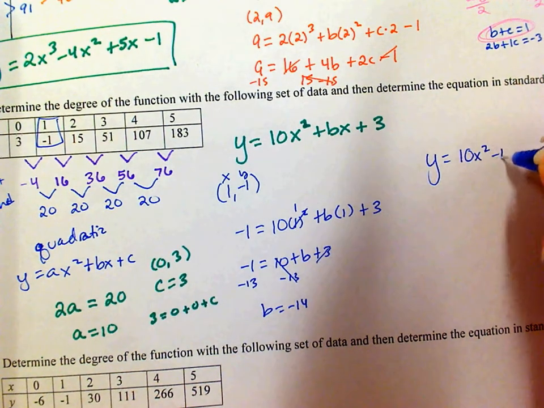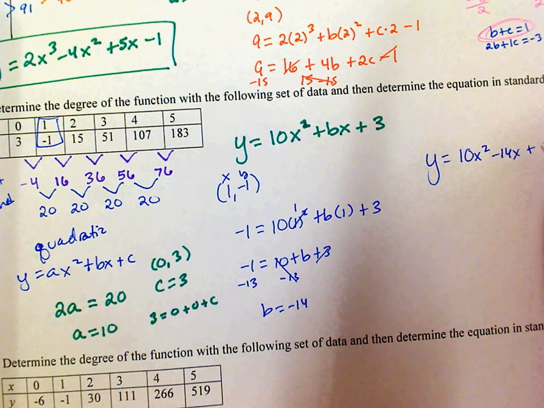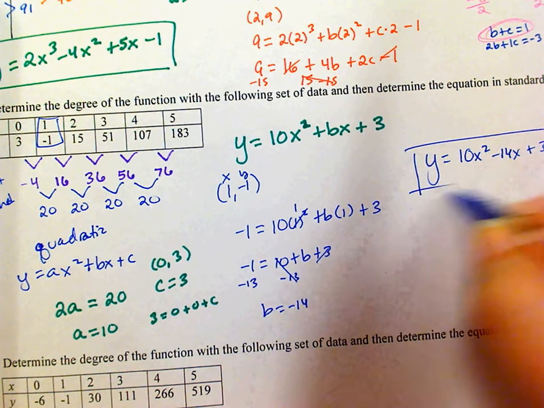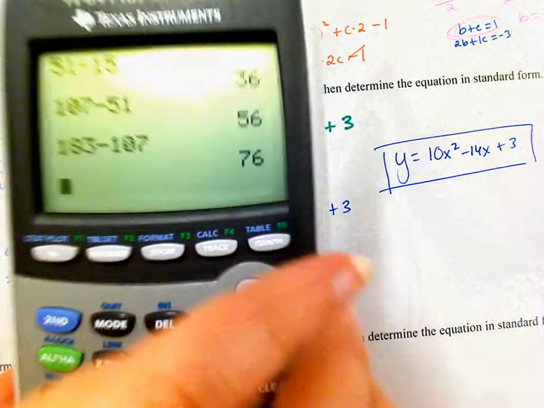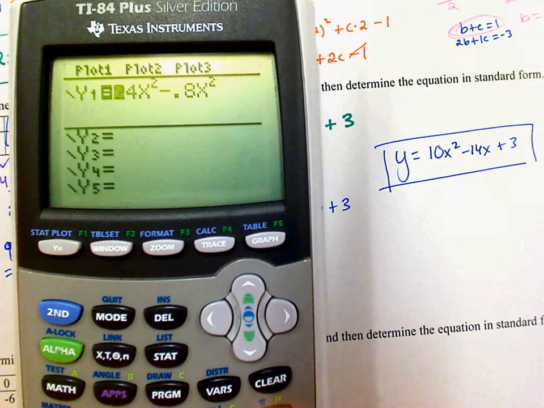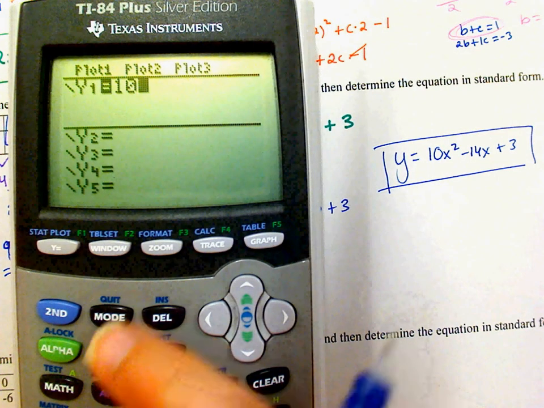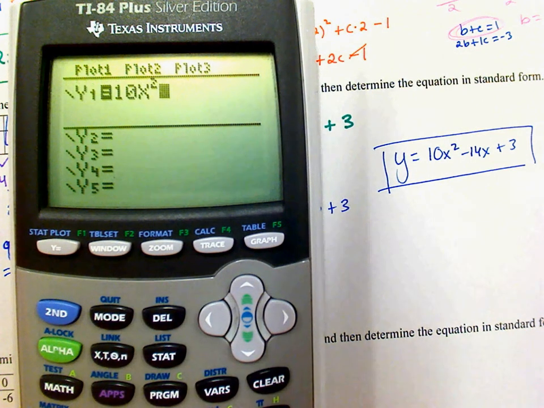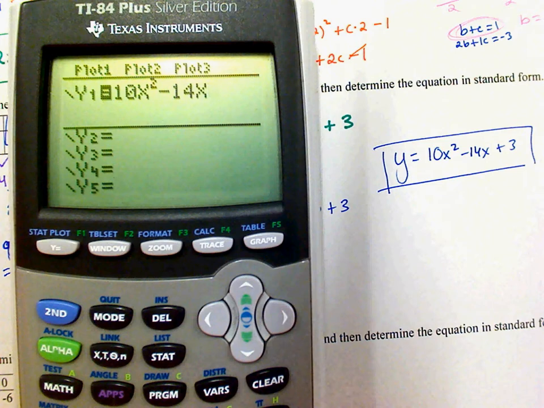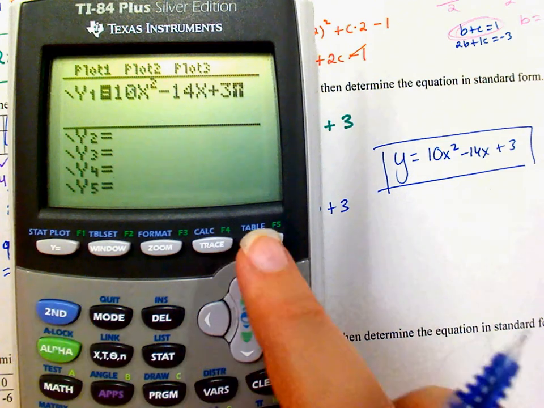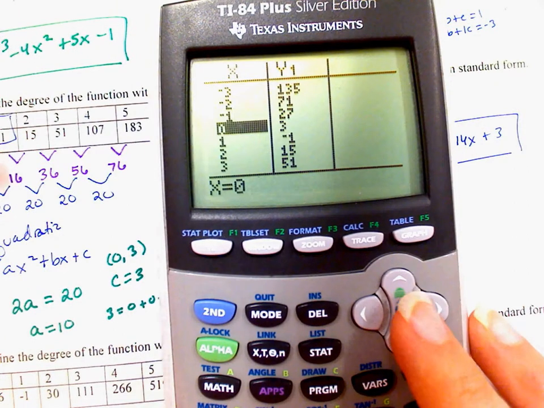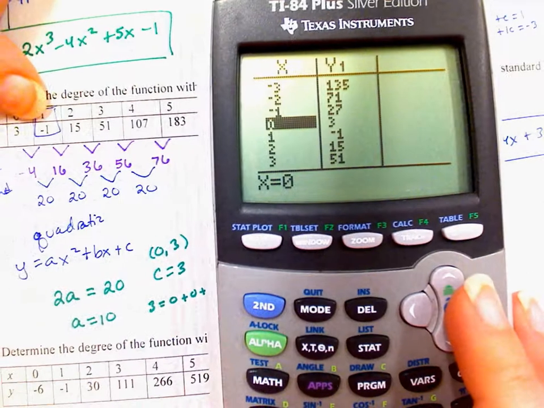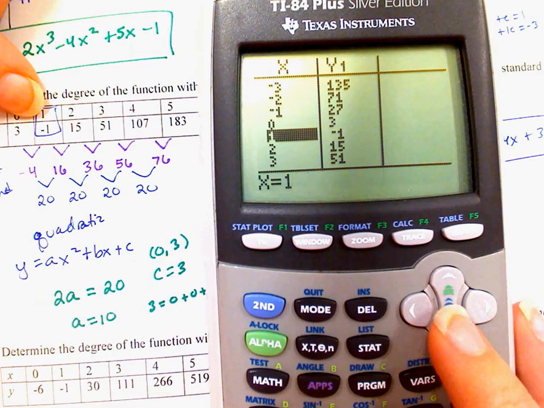Okay, you could also check yourself. It's a good idea. If I go ahead and go to my y equals and I type in 10x squared minus 14x and then plus 3. And then if I go to my table, at 0 I get 3. At 1 I get negative 1. At 2 I get 15. At 3 I get 51, 107, 183. That means I'm right. That's good.